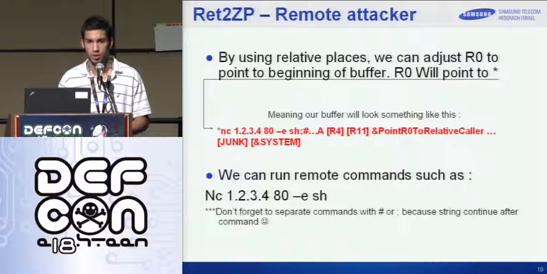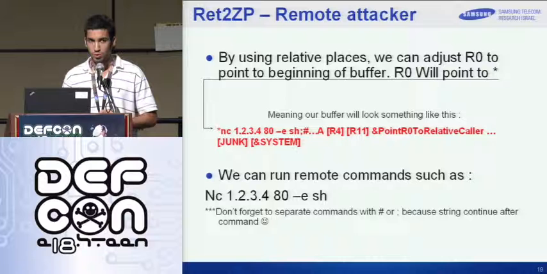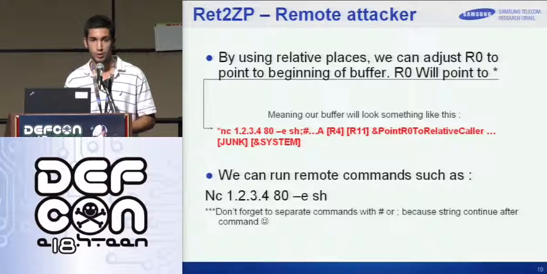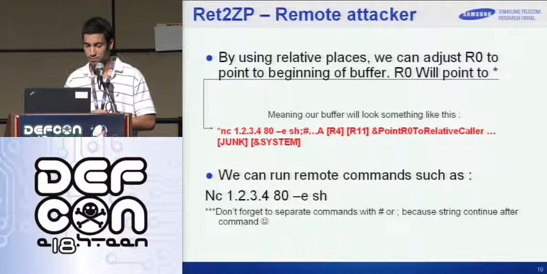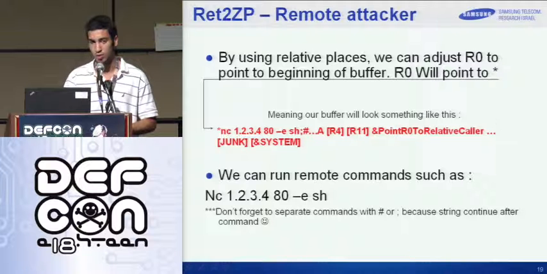But that's only good for local attackers. We can do some more complex return-oriented programming payloads, but let's just keep it that way with the system function. It's very easy. So if we can control R0 to point to a relative address at the beginning of our buffer, we can actually put any command. Let's say we want to put netcat with a reverse shell. We can do that if R0 is pointing to the beginning of our buffer. So what we need in this one is R0 to point to the relative address of the beginning of the buffer, and then we'll call system.